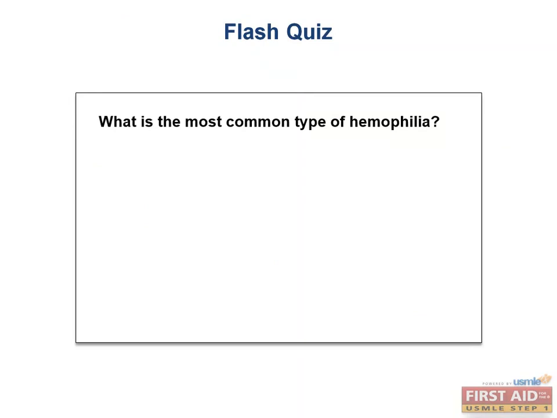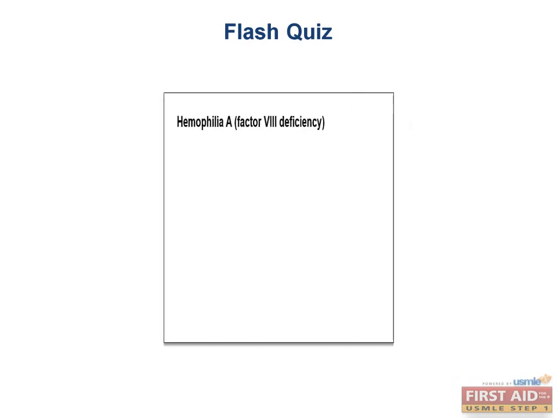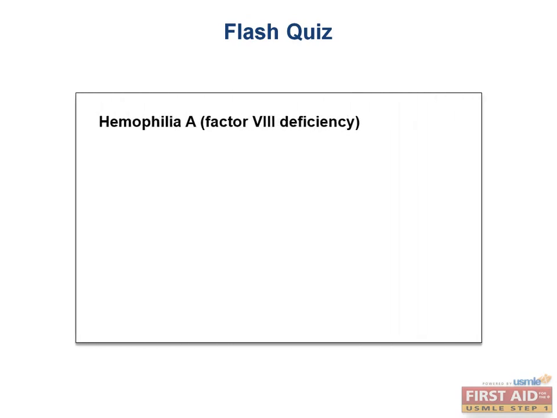Here's an example of a test question for these clinical consequences. What is the most common type of hemophilia? Well, hemophilias are just a genetic disorder that impair the body's ability to clot. The most common of these is hemophilia A, or a factor 8 deficiency. Hemophilia B, or factor 9 deficiency, is a less common hemophilia.